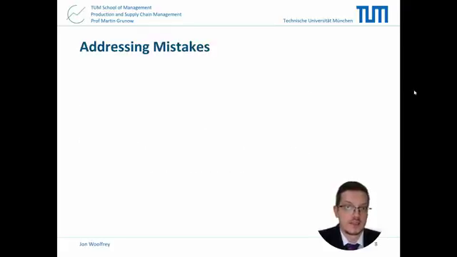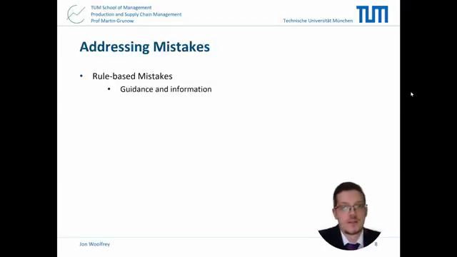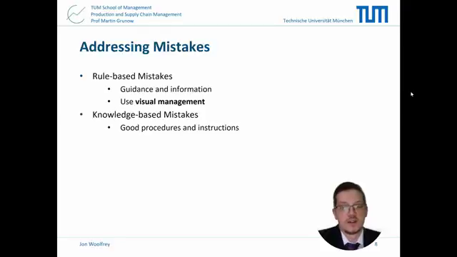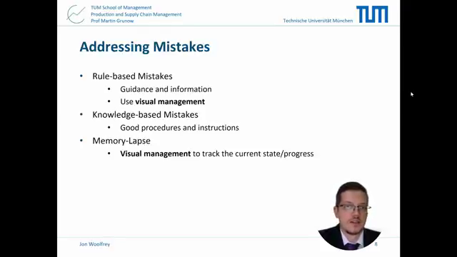Lastly, addressing mistakes. Rule-based mistakes. So there's a problem with the rules that we apply for carrying out a task. Basically, use more guidance in information, or use visual management. Knowledge-based mistakes. We need good procedures and instructions, and with memory lapses, we can use visual management to track the current state or progress. We can use flowcharts so that people can track where they are in the procedure, or we can use checklists.